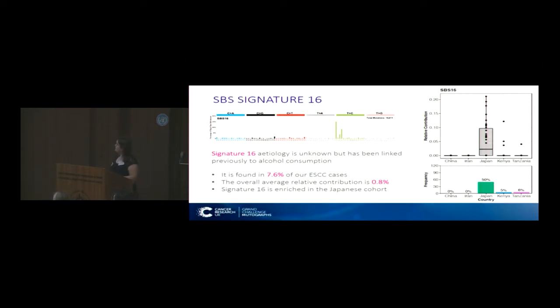I'm not going to show any associations with the patient metadata, so my colleague Sergey, his talk follows mine directly, and he will be talking more about signature 16.